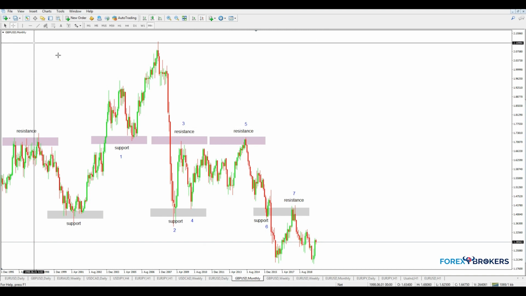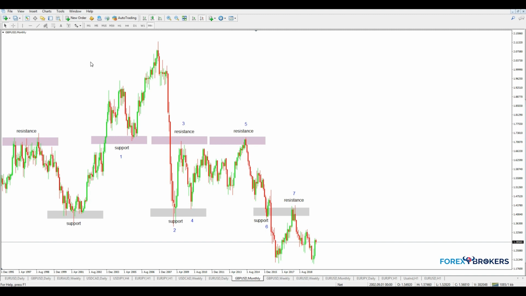This is the Great Britain Pound US dollar, the monthly chart. It shows the price action since 1995 all the way to 2019, and it proves very well the concept of classic support and resistance levels.